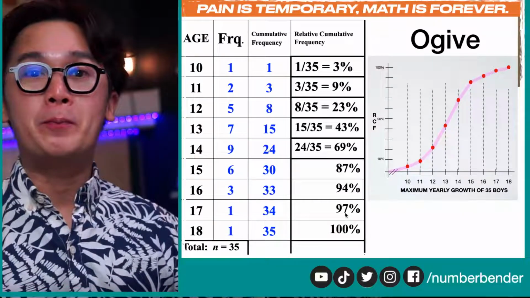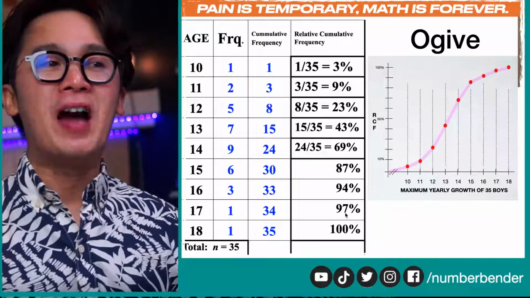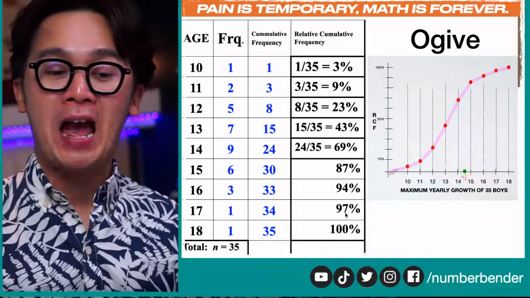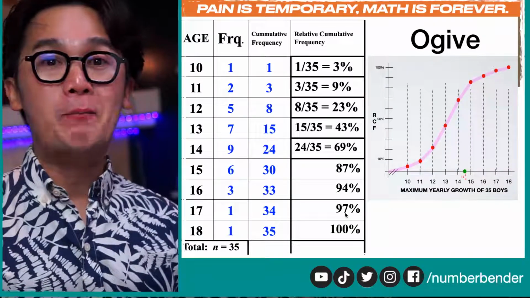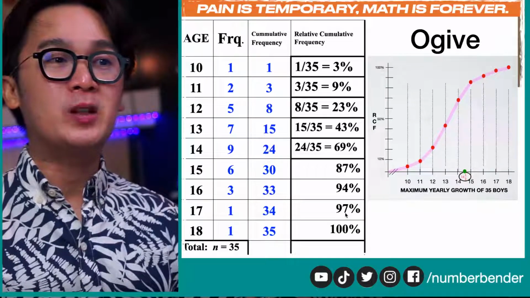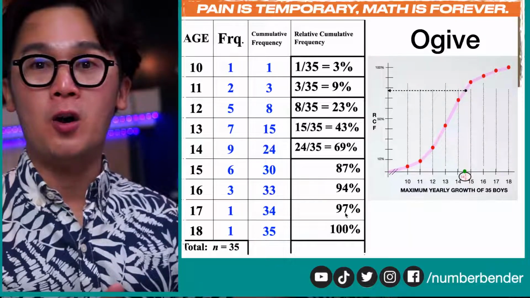So that is what percentile means. Let's say our approximated value of percentile that we are looking for is at 14 and a half years old. So at 14 and a half years old, we're going to approximate the percentile of that individual. And here, we just need to find its intersection on the ogive. And this is the intersection on the ogive.